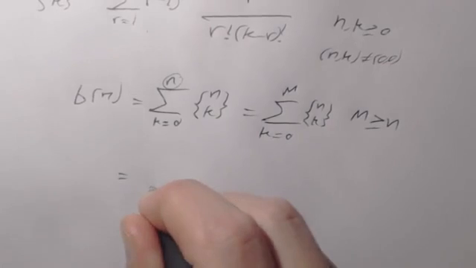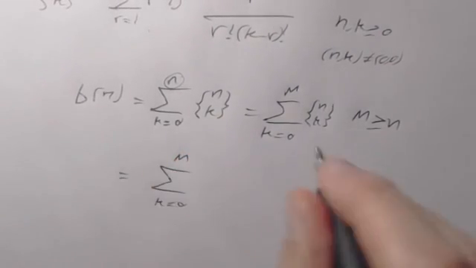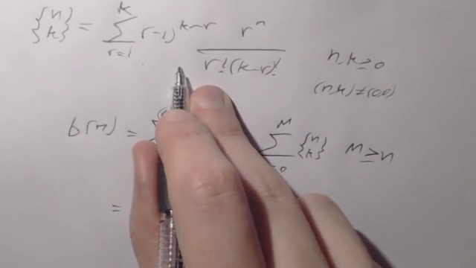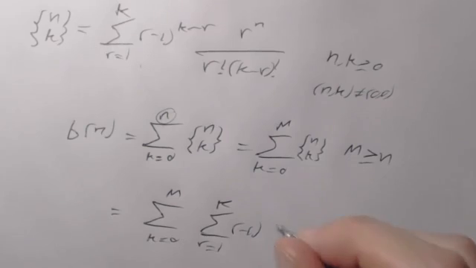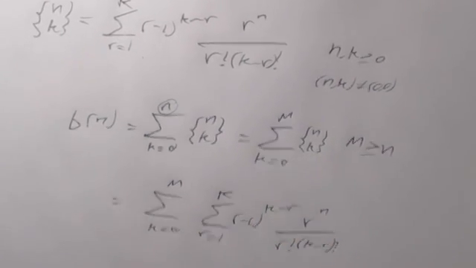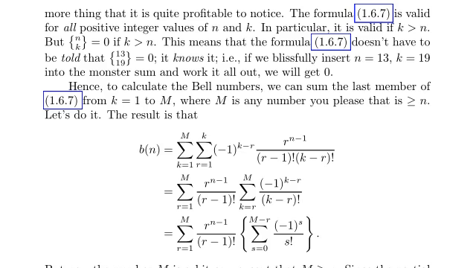So we've got this formula here. So k equals 0 to m, and {n k}, using this formula I suspect. So the sum from r equals 1 to k of minus 1 to the k minus r, r to the n, over r factorial times k minus r factorial. And then, what are we doing? They've changed the order of the sum. Okay, so they've changed the order of the summation, which is fine.